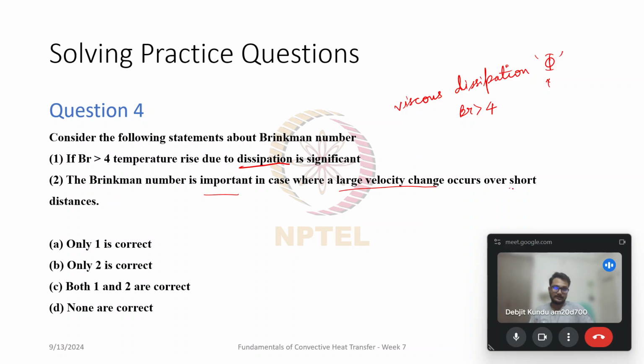Meaning, once again, large change in velocity over short distances simply means that the velocity gradient is high. So I have some u over some y. It could be x or anything else, doesn't matter. Some velocity over some distance, this being very, very high. So given these two statements, which ones do you think are correct?